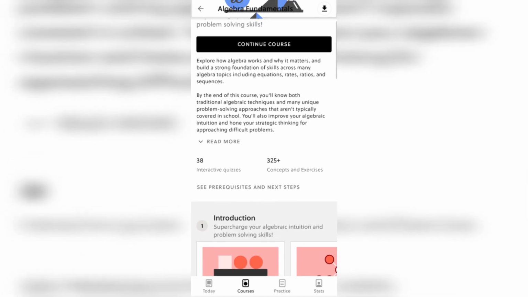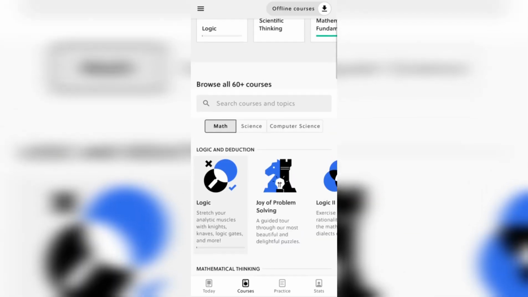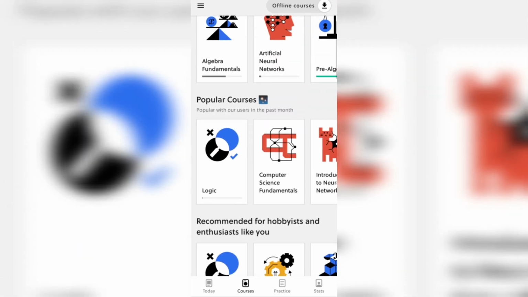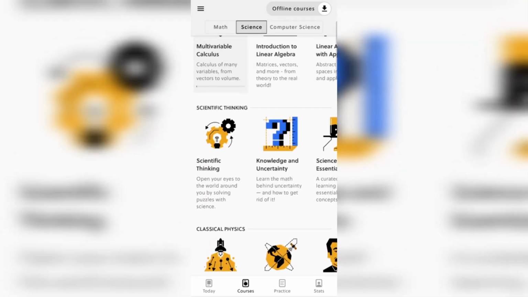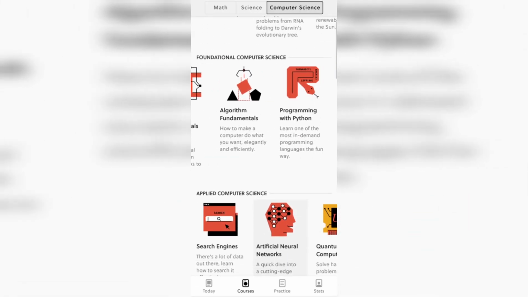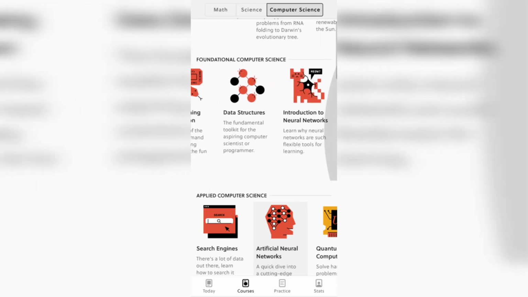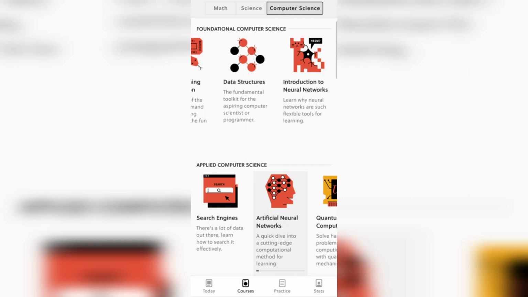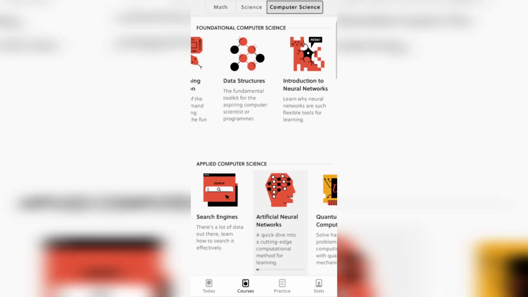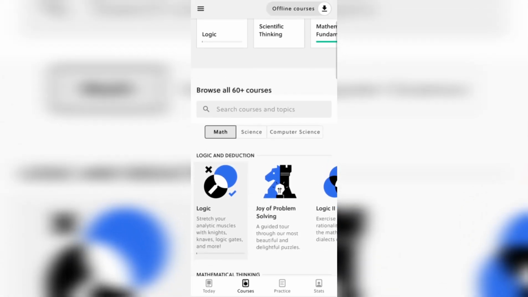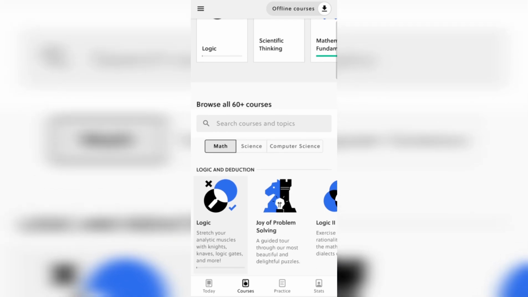But anyway, going back to the courses, in the computer science category they have a total of 60 courses right now, so you can just jump into learning machine learning and computer science. You have foundational computer science with a few courses: fundamentals, algorithms, programming with Python, data structures, and introduction to neural networks. Then you have applied computer science and artificial neural networks, which is the one we're going to go into. At the moment of speaking, they have about 60 plus courses, and the list is growing.